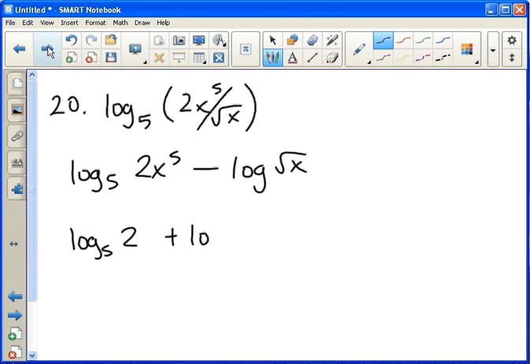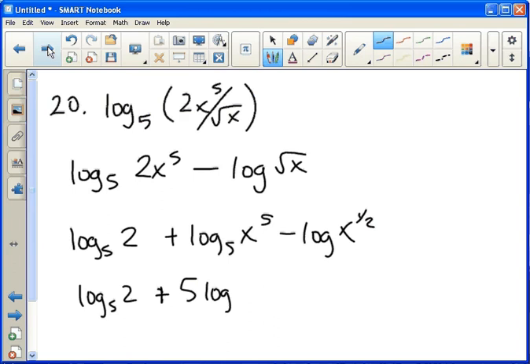And finally, exponents can come down as coefficients. So square root of x, I just rewrote it as x to the 1/2. So I can bring a 5 out front here and a 1/2 out front here, giving us our final answer. Just remember, division to subtraction, multiplication to addition, exponents to coefficients.